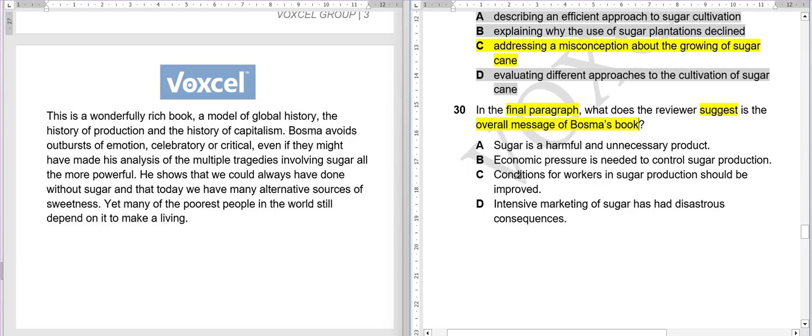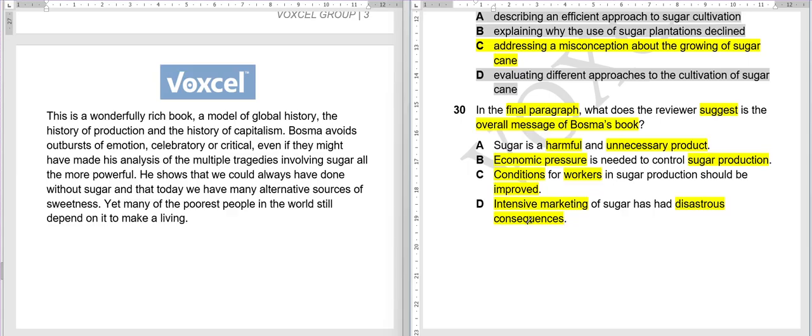book. First, sugar is a harmful and unnecessary product. If this is the message, that sugar is an unnecessary and harmful product, A will be our answer. Economic pressure is needed to control sugar production. If we need economic pressure to control production, B will be our answer. Conditions for workers in sugar production should be improved. If they're talking about the conditions of workers needing to be improved, C will be our answer. Intensive marketing of sugar has had disastrous consequences. So if a lot of marketing is bad and showing bad outcomes, D will be our answer.